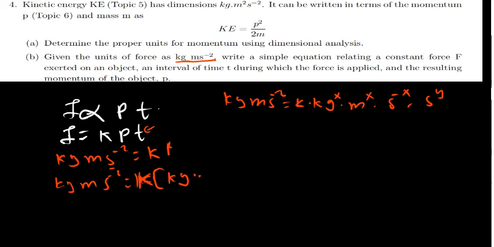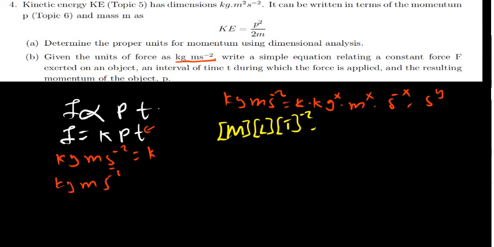I can now get rid of this. From here I'm just going to put the dimensions. I know that kg is M, right? Then meters is L. T to the power negative 2 has to be equal to K. This one is going to give us mass to the power X, this one length to the power X, and this one T to the power negative X times T to the power Y.